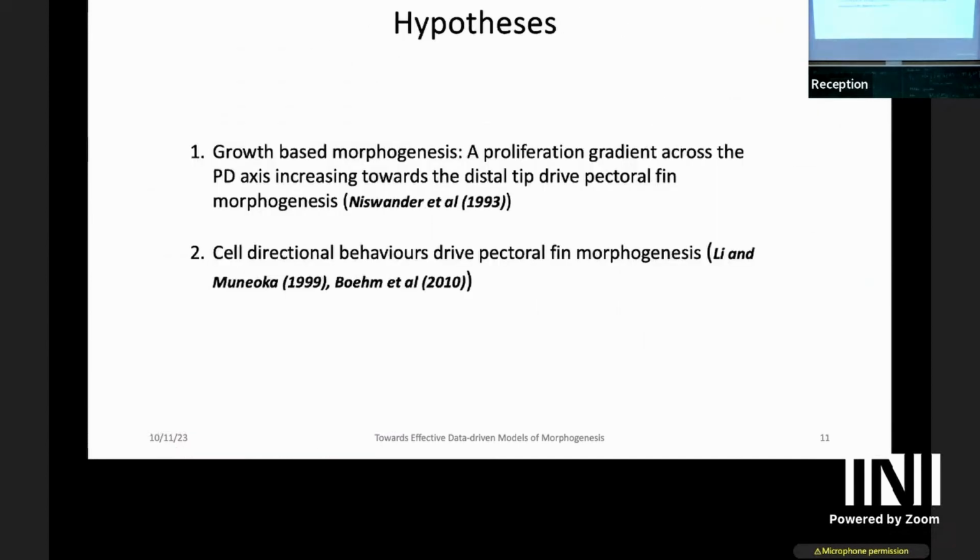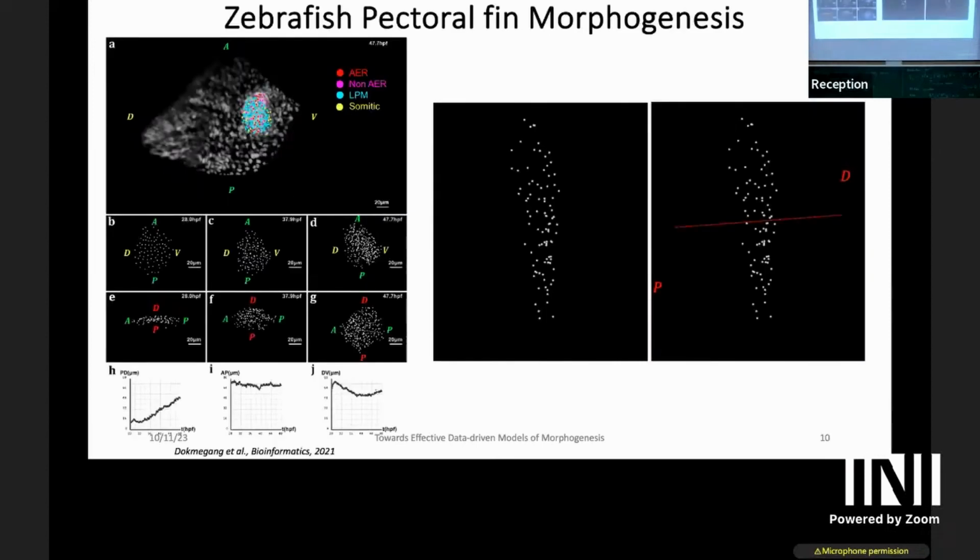So in the literature, there are two main hypotheses driving this kind of limb growth. The first is the so-called growth-based morphogenesis, which just means that the pectoral fin develops a third dimension along the proximal-distal axis. It means that there is more proliferation at the distal end than at the proximal end. The hypothesis says that as time goes, there should be more cellular division at the distal end, and then the cells will stack on top of each other and form the third dimension.